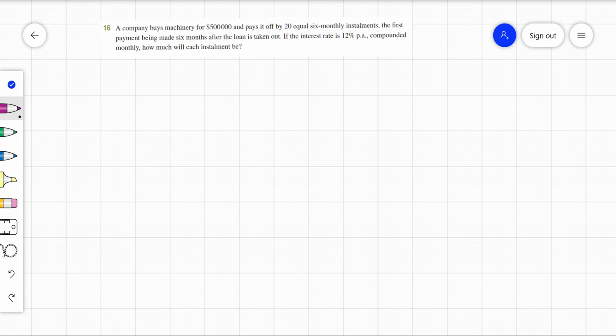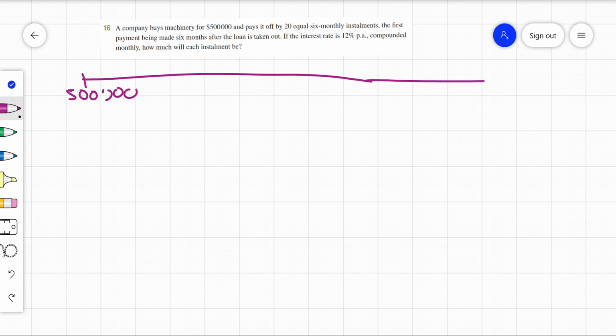Alright, so in this situation we're trying to pay off a loan. Here's a company that owes $500,000 for buying this machinery, and they start paying off after the first 6 months. So this is monthly, the first 6 months, and every 6 months. So at month 12, at month 18, for example, and it takes them 20 payments, so 20 lots of sixes.